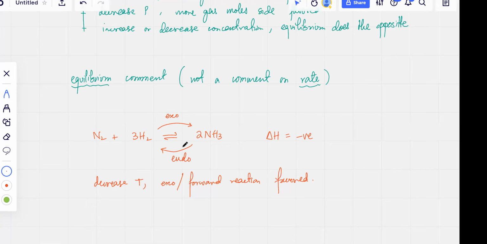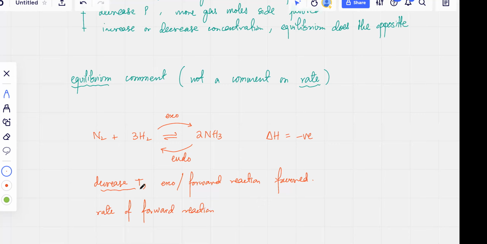It's not an absolute comment on what's happening to the speed of the reaction. So if I ask you what happens to the rate of forward reaction, what would be the answer to this? I'm decreasing temperature. What should happen to the rate of forward reaction? Increases. Why does it increase?